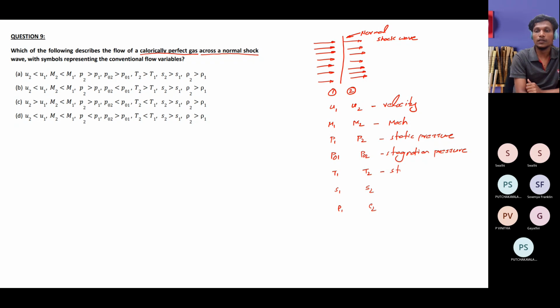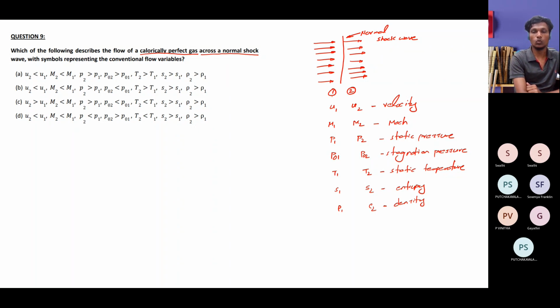And this is static temperature. This is entropy. And this is density. So these are the properties given in the question. So let's find the correct answer based upon these normal shock properties.